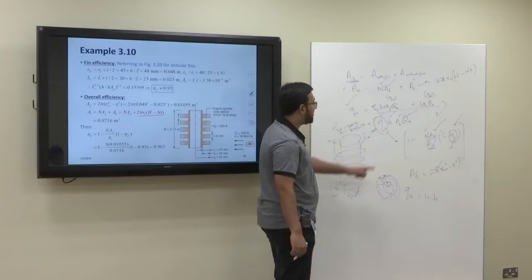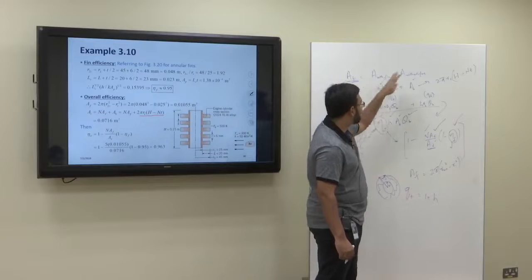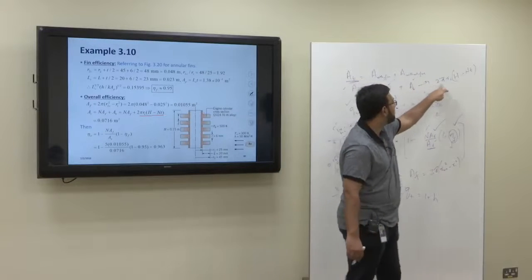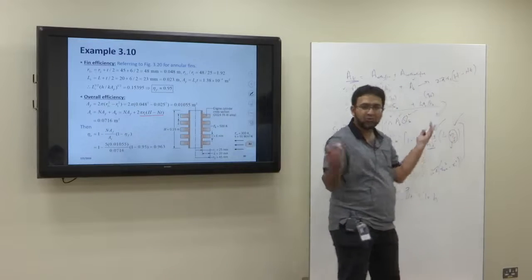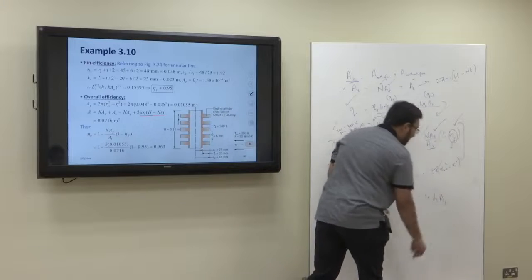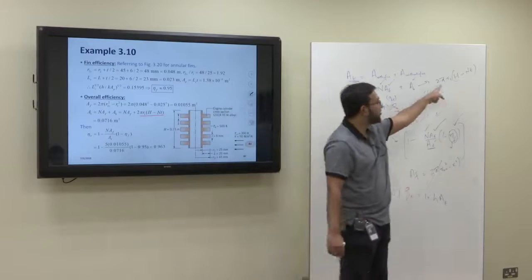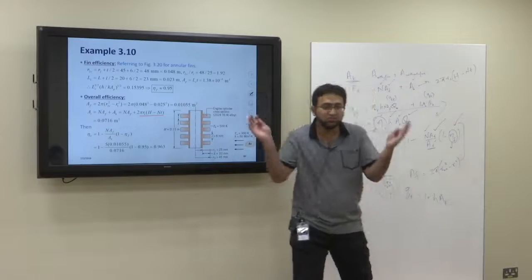Okay, area will be what? Area total, but there is no fin, so this will be 0, it's just AB, and it will be 2 pi r1h, not minus nt, just 2 pi r1h. That's the total area, but remember the total area will be 2 pi r1h here, that's it, not minus nt, because there is no fin.